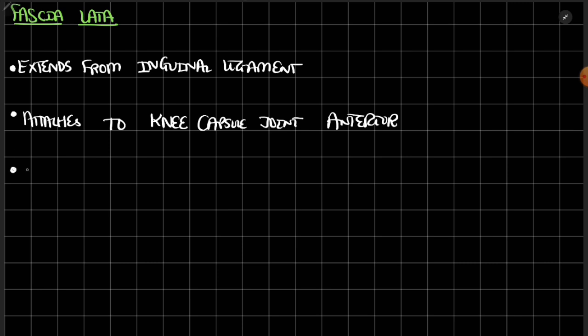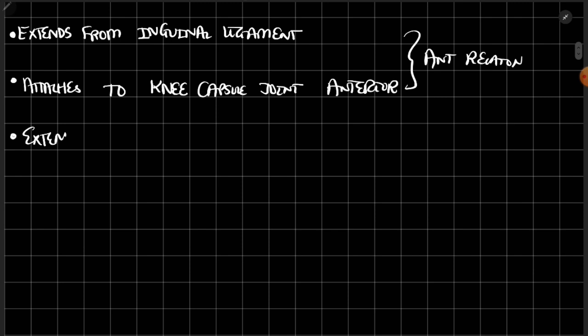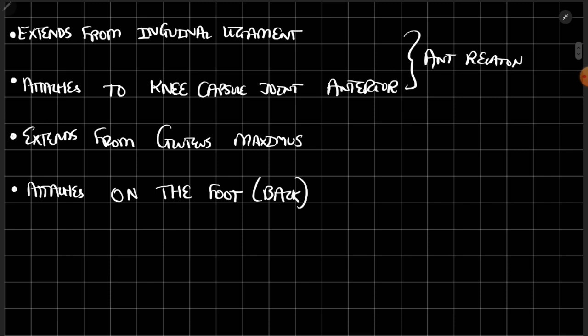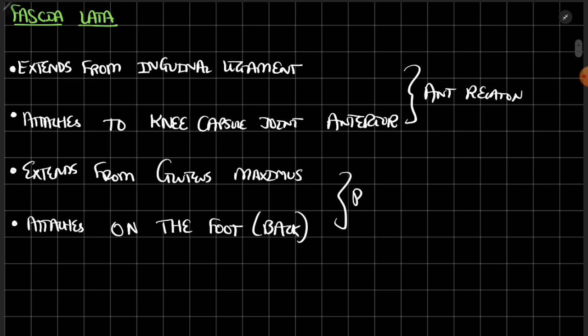Okay, these are the anterior relations. Now the posterior relations: it extends from the gluteus maximus muscle and it attaches on the foot, like on the back. It means it continues downwards with the fascia of the posterior compartment of the leg. Okay, these are the posterior relations.